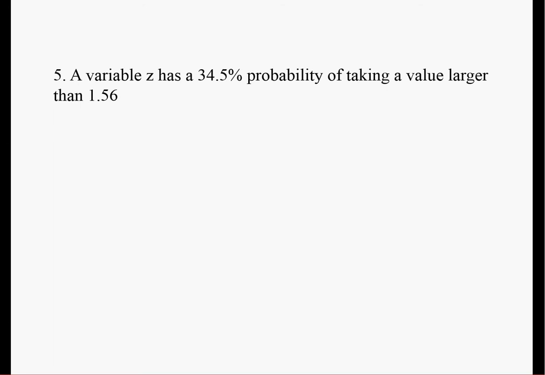Question number 5. A variable Z has a 34.5% probability of taking a value larger than 1.56. Again, this is a statement that expresses an interval similar to the last question. Therefore, we can use the expression similar to the one that we used in the last question. The probability for Z larger than 1.56 is 34.5%.